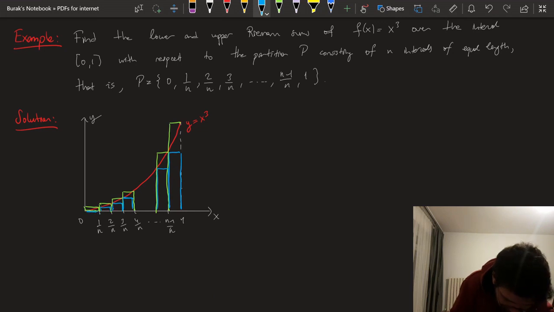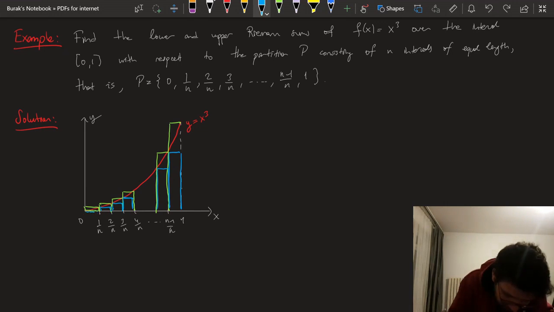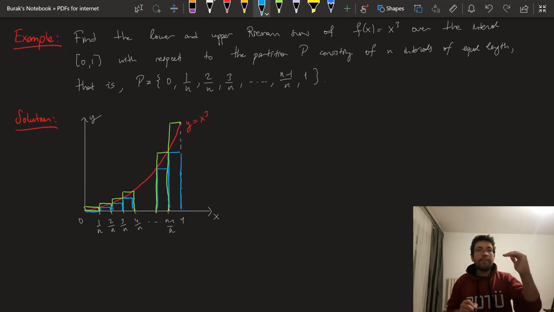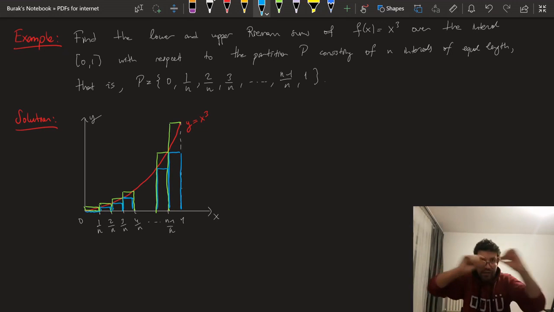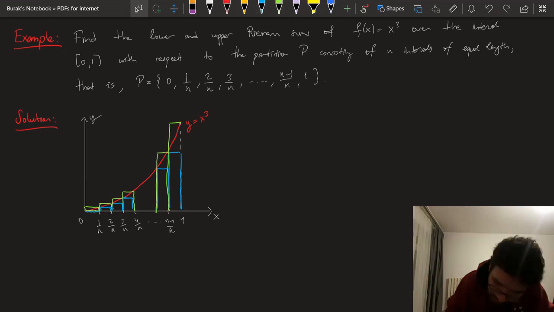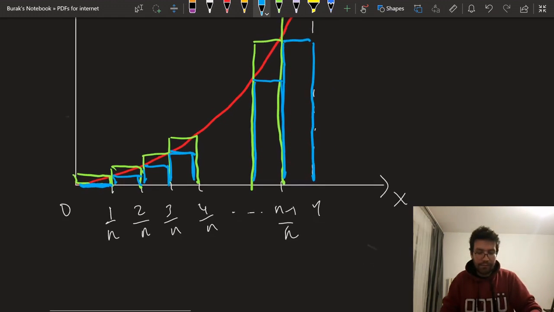And for this first interval, the minimum value of my function is 0. So I have a rectangle with height 0. What's a rectangle with height 0? It's a degenerate rectangle. There's no height, so its area is actually 0. So I'm just going to do that to denote that its height is 0.